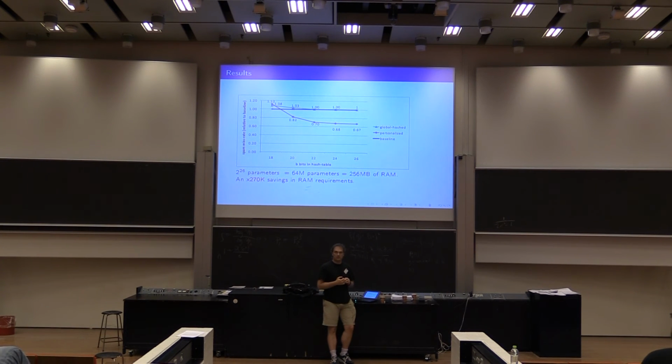Okay, so here we're using 2 to the 26 parameters, which is 64 million, which is a quarter gigabyte of RAM. It's a lot less than 70 terabytes. It's significantly less than other more clever solutions.